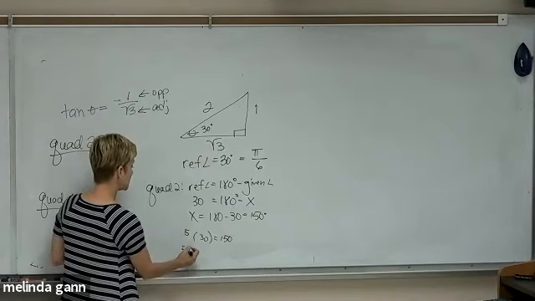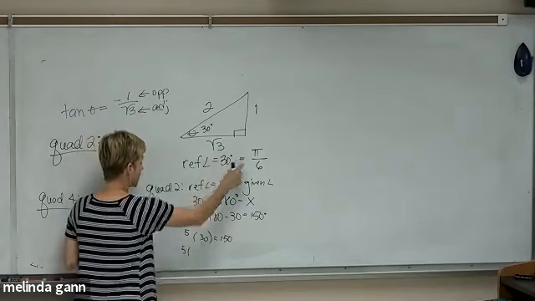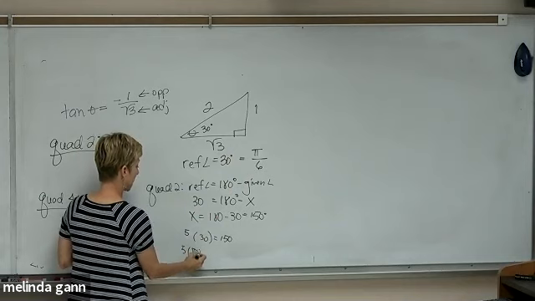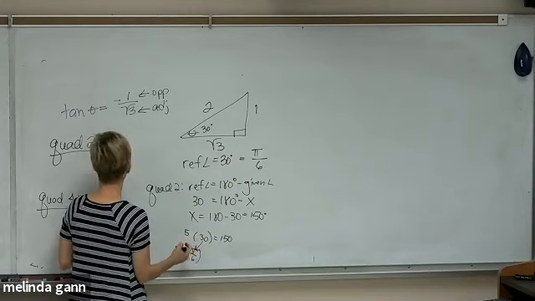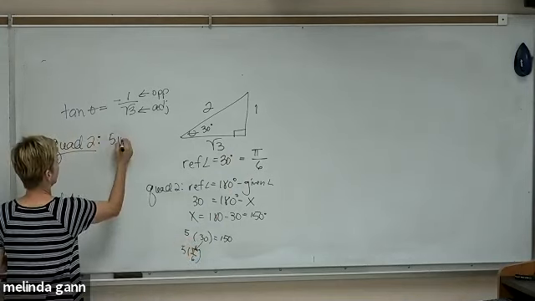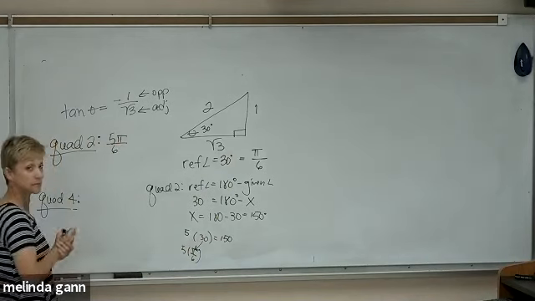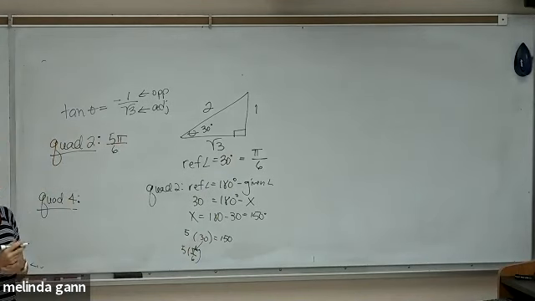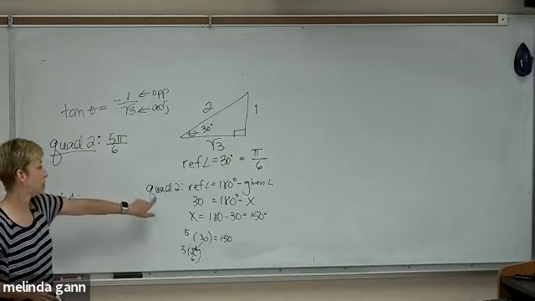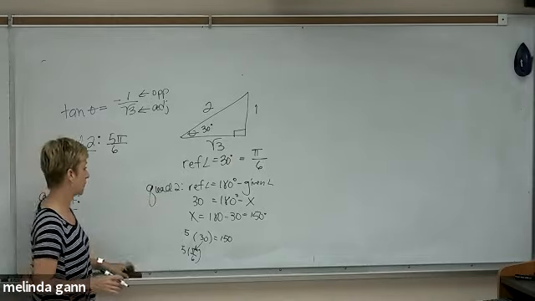But remember, what is 30 degrees? 30 degrees is pi over 6. So I substitute pi over 6 for 30. So my quadrant 2 answer is going to be 5 pi over 6. Okay, and again, you can always freeze the video and write these down. How do you get quadrant 4? Well, I'm going to go use my quadrant 4 little formula.